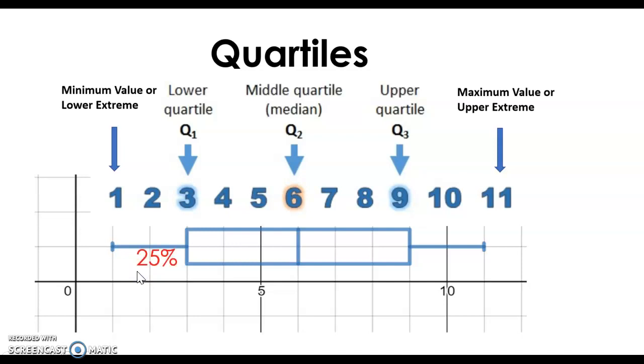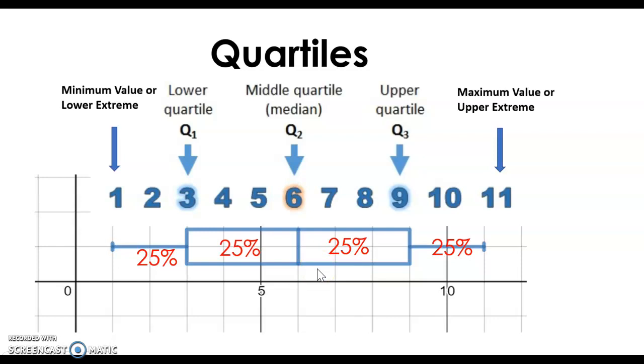Therefore, between the minimum value and Q1 lies 25% of the data. Between the minimum value and Q2 lies another 25% of the data, which adds up to be 50% of the data. Between the minimum value and Q3 lies another 25%, which totals to 75% of the data. And between the minimum value and the maximum value, there is a total of 100% of the data that lies between these two values.